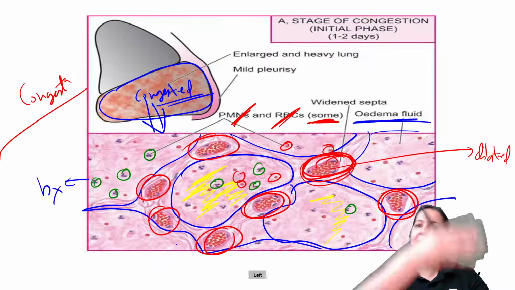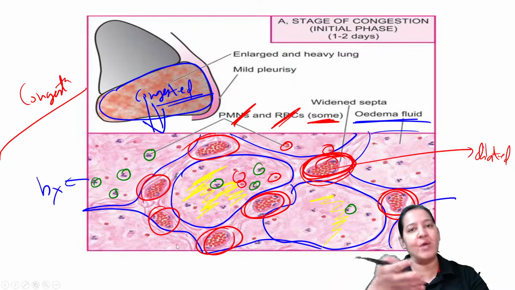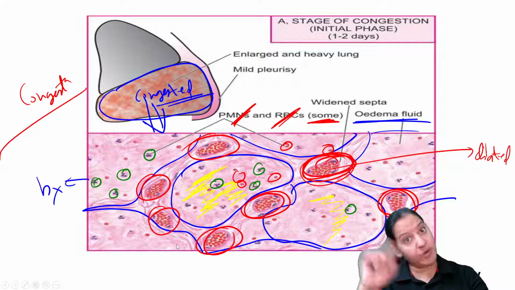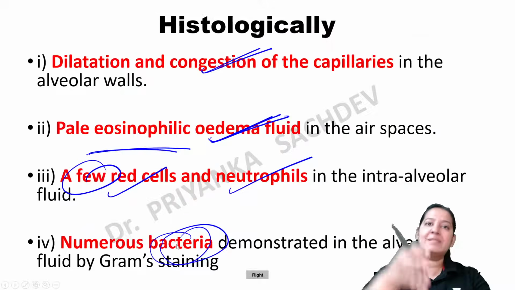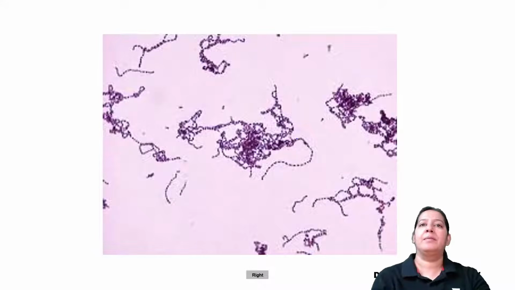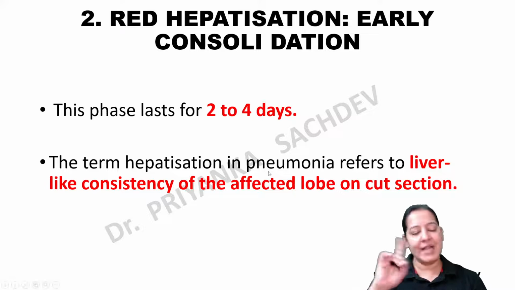You will say, ma'am, where is the bacteria? I cannot see. You cannot see the bacteria on H&E. For seeing the bacteria, you have to do gram stain. If you do the gram stain of the same slide, you can find the bacteria inside them. So these are the Streptococcus. Can you see them in chains? Streptococcus. So that is the first stage.